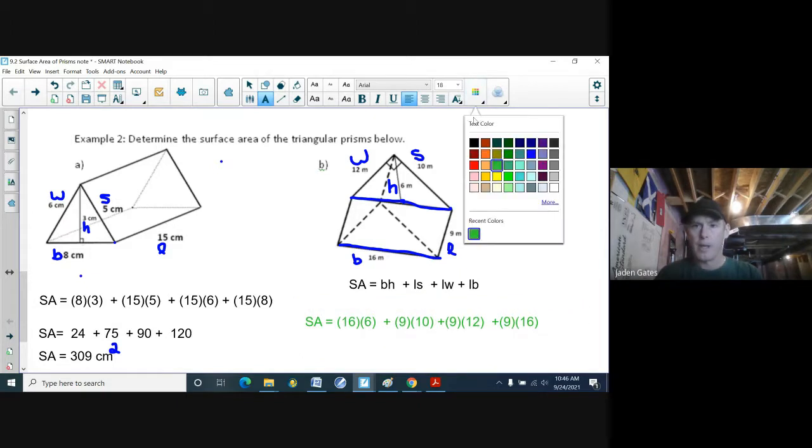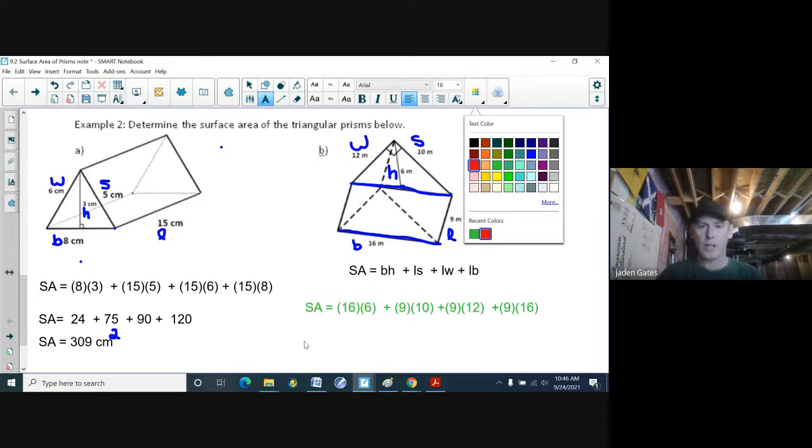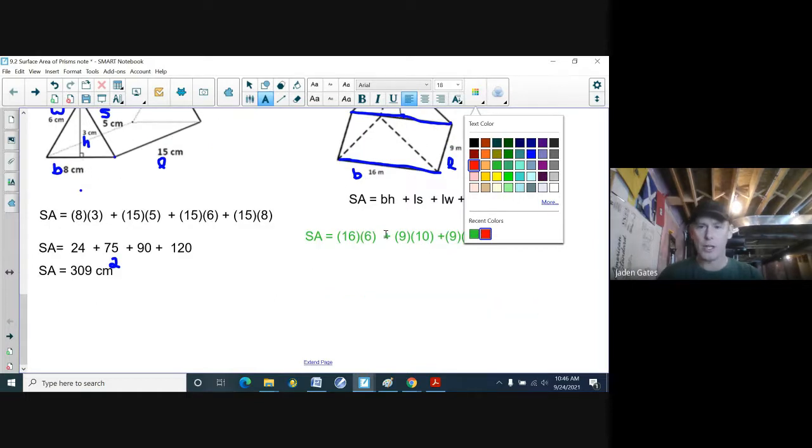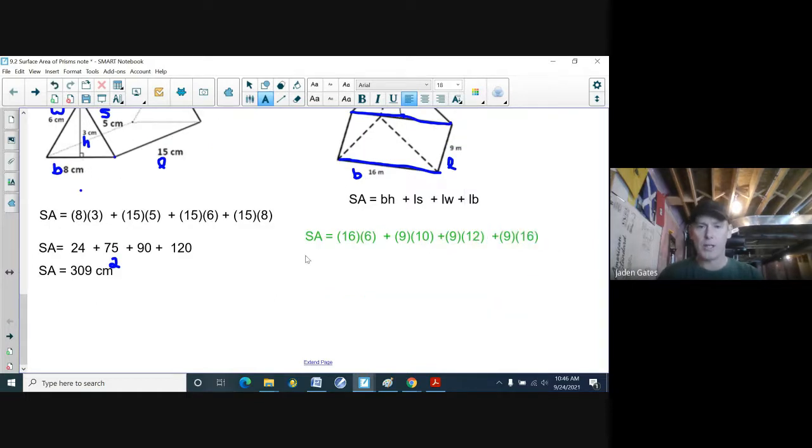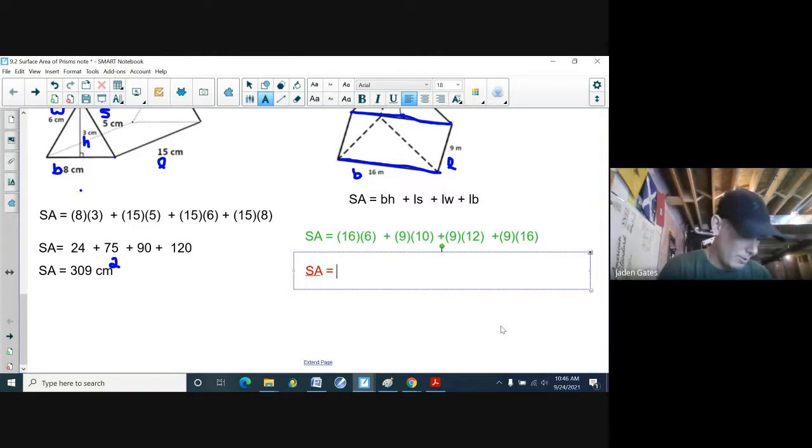Okay, so next up, doing our calculating. The best part now is I've got everything substituted in. I don't really need the diagram anymore because all it is now is the math. So my surface area is equal to 16 times 6. I have to do my multiplication first, right? Can't add. 16 times 6 is 96.